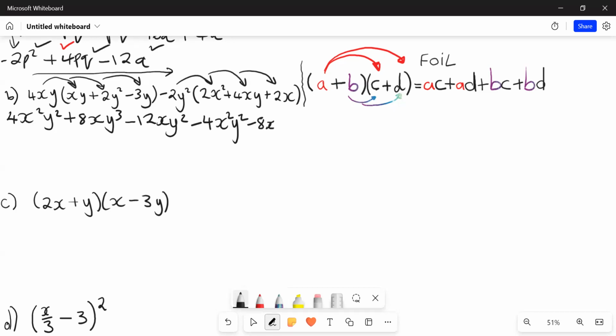X, y cubed. Remember, we have y squared as well as y there. And then now we must multiply now. Negative 2y multiplied by 2x, we get negative 4xy squared. Now we need to collect our like terms.